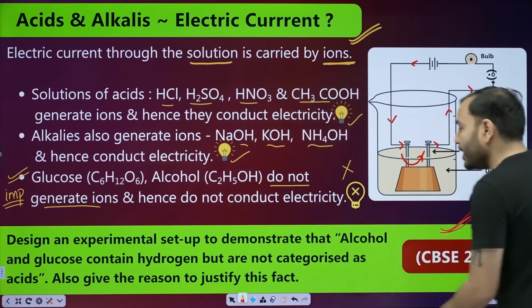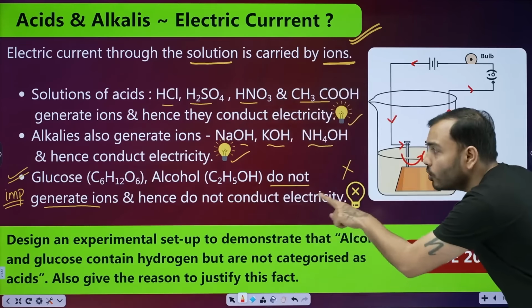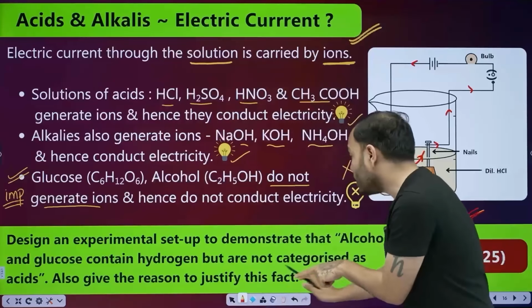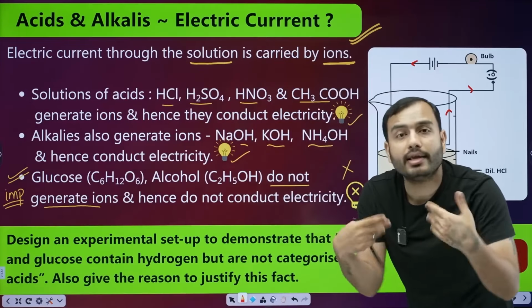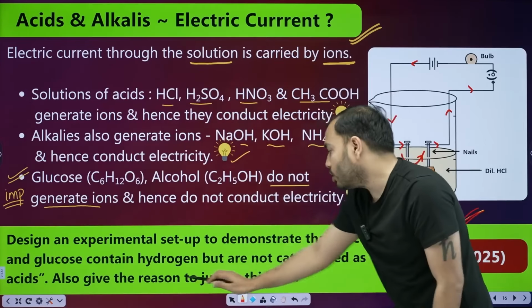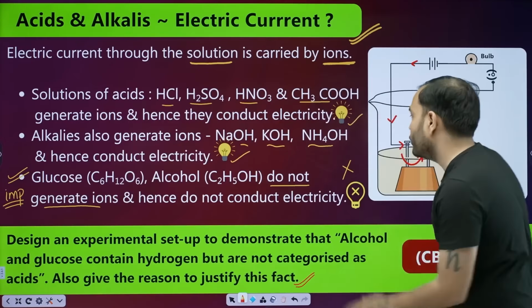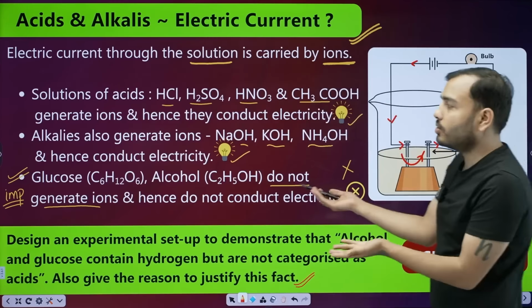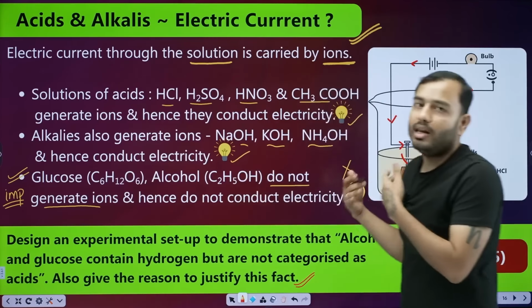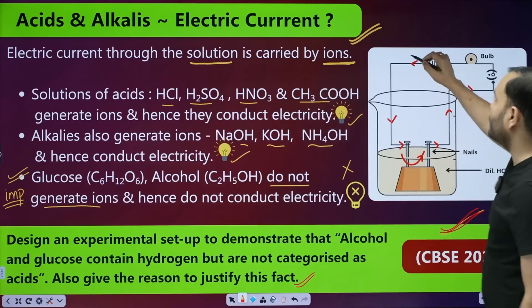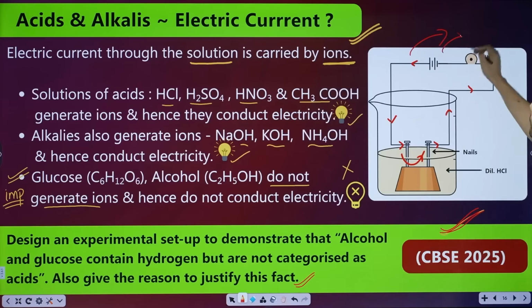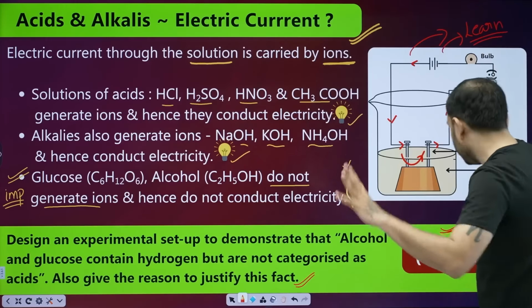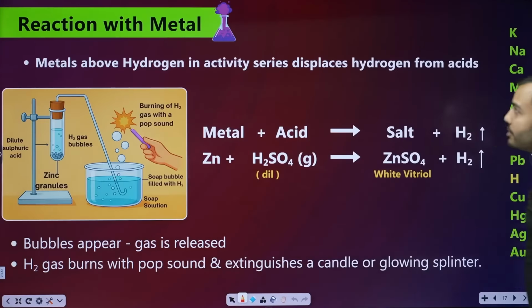Yes, bhai. Then what is it saying? Alcohol and glucose contain hydrogen but are not categorized as acids. They are not acid. Why? Because they don't generate ions. Also give the reason to justify this fact. So beta, draw this thing. What reason will you give? That they don't generate ions and the bulb doesn't glow. We have to draw this setup like this and attach here. Clear? So you must know this diagram: in the case of alcohol and glucose, there are no ions. This is the reason.